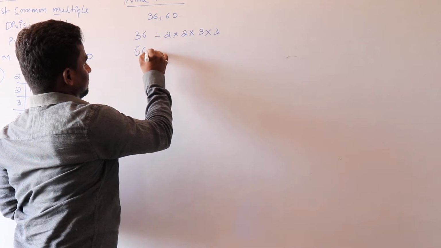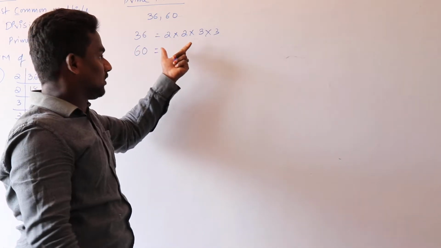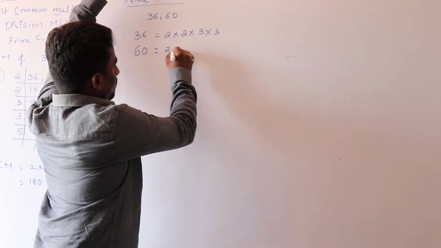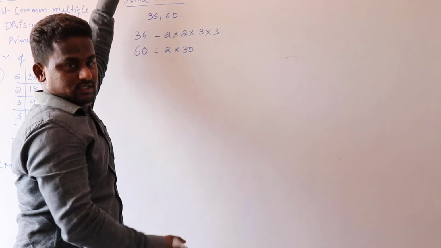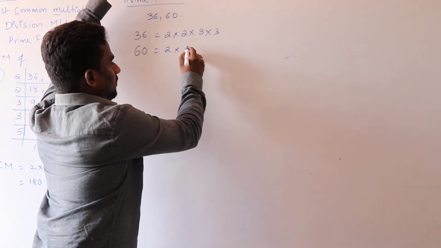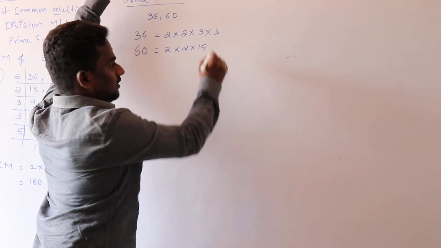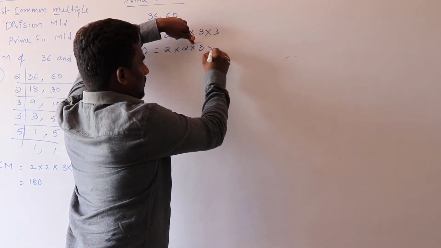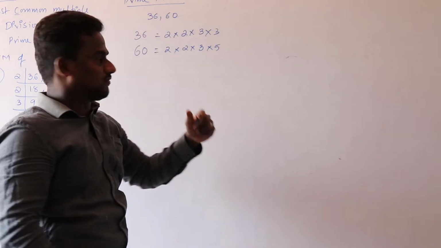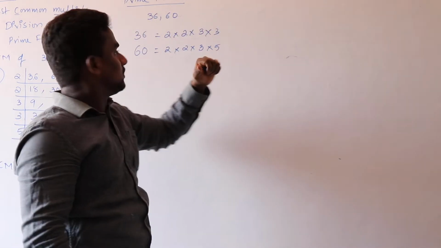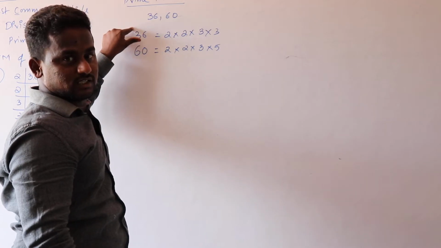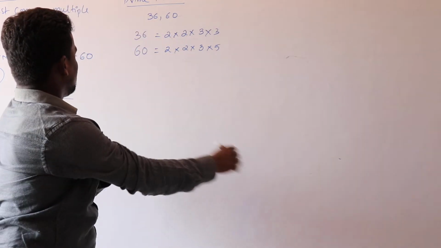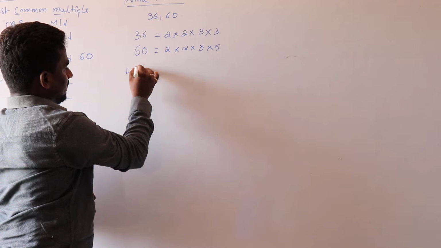Next, 60. For 60 you have to use the same method. 2 into 30 is 60. Again 30 is not a prime number. 2 fifteens are 30. But 15 is not a prime number. 3 fives are 15. Now all are prime numbers. So these are the factors of 36 and 60.